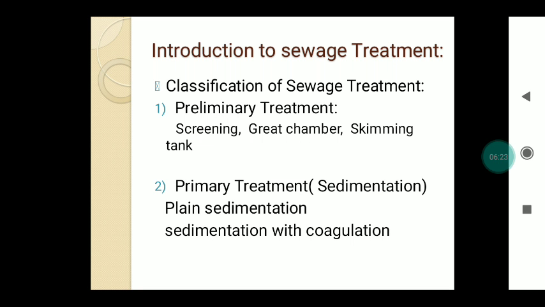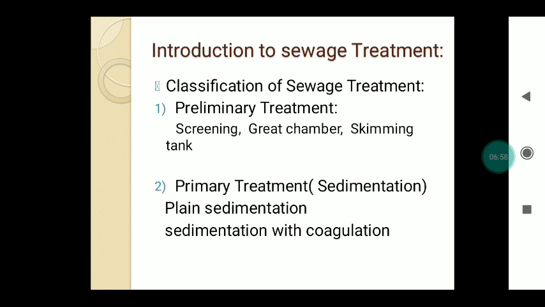The next point is the introduction to sewage treatment. The classification of sewage treatment is as below. First is the preliminary treatment, in which units are used like screening, which is useful for removing floating matter like eggshells, plastics, bottles, sticks, etc. Then the next one is the grit chamber, which is useful for removing grit from the sewage and heavier matter present in the sewage, like silt, sand or pebbles.